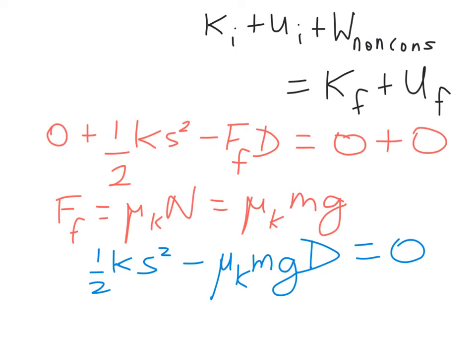Plugging that in, we have this equation. We know k, we know mu k, we know m, we know g, we know d, and so we can solve for the initial compression, which is S. All right, and that's how we solve that problem.